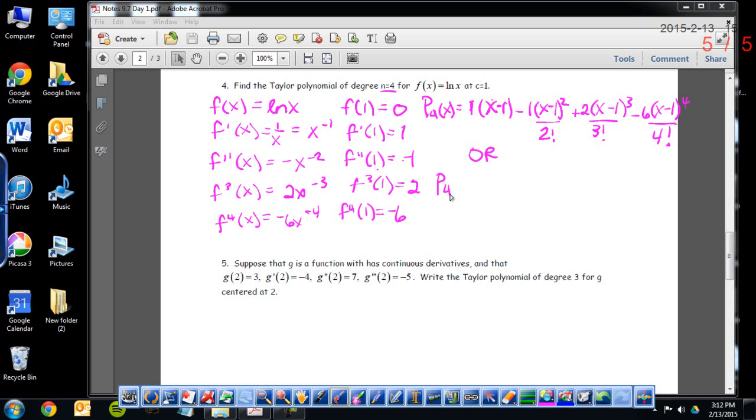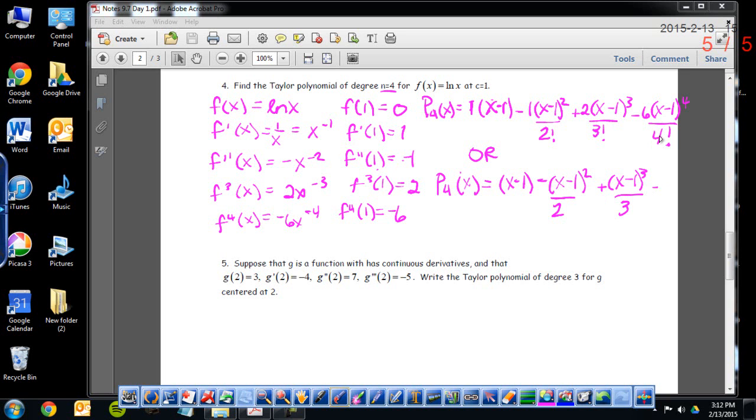So if we do simplify those coefficients, then our Taylor polynomial becomes x minus 1 minus x minus 1 squared over 2, because 2 factorial is just 2. And then 2 over 3 factorial. 3 factorial is 6, so 2 over 6 just reduces to 1/3. So that will be x minus 1 cubed over 3.